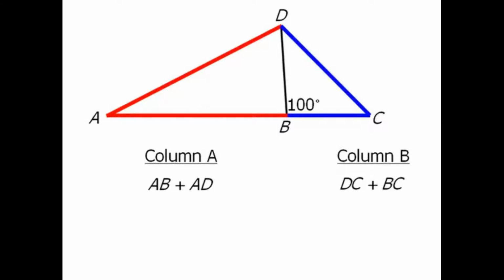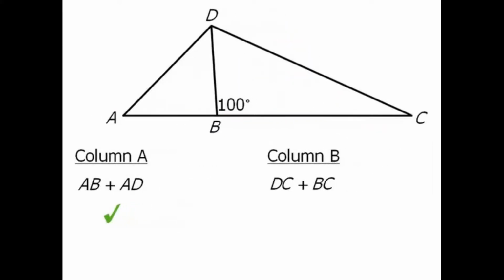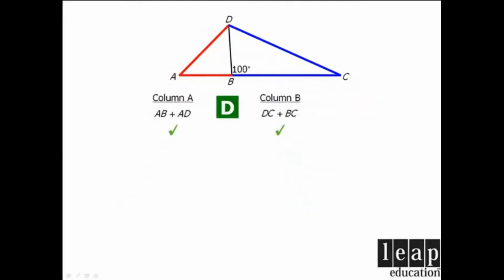So in this case, column A is greater than column B. Similarly, we could move this side out, in which case the length of DC plus BC would be greater than the length of AB plus AD. So here column B is greater than column A. So as you can see, our answer then must be D.